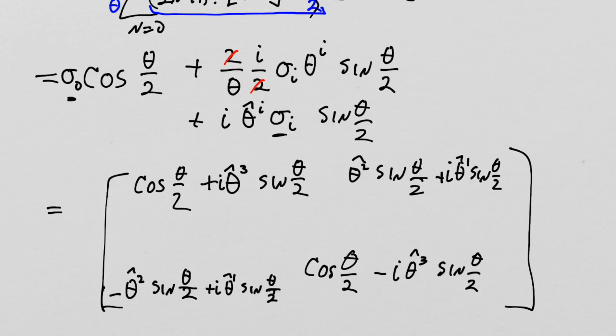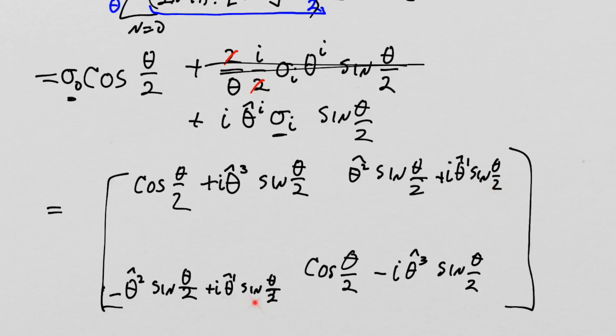So now, let's look at sigma 1. The sigma 1 piece is going to be, remember, that's been simplified to this, right? So the normalized theta 1 gets placed in the theta 1 slot, which is right here, times I sine theta over 2.